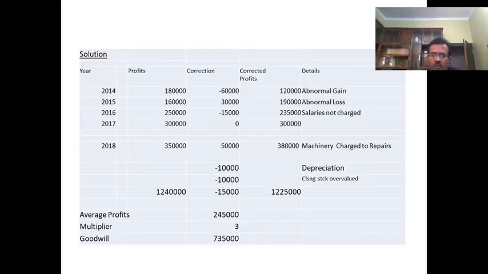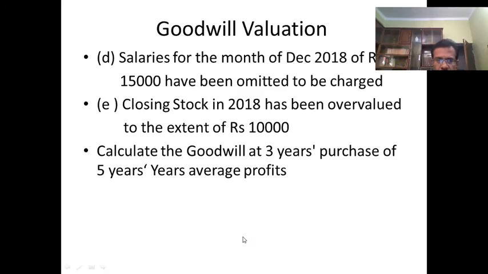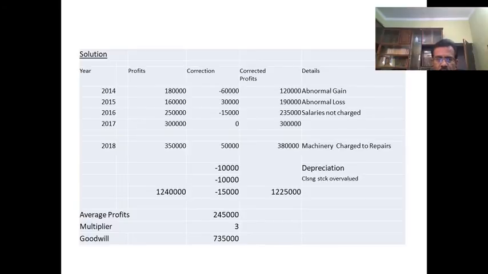So this is how we have done this sum. See, 2014, 1,80,000, we made a correction of 60,000, we made it 1,20,000. 2015, we made a correction of 30,000, we added it, abnormal loss. 2016, this salaries was not charged, so we are charging it, 15,000 here. 2017 there was nothing mentioned, so it's fine. So corrected profit is 3 lakhs only.